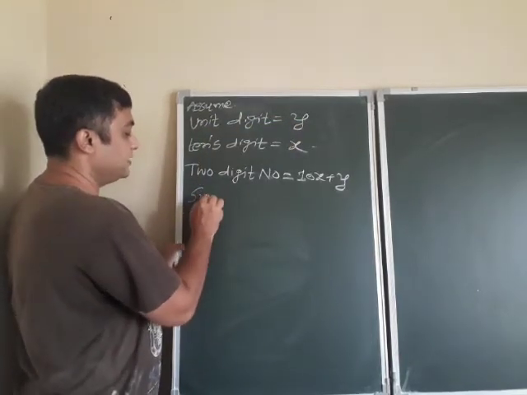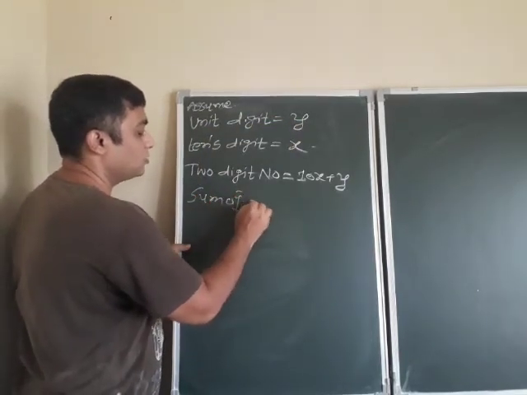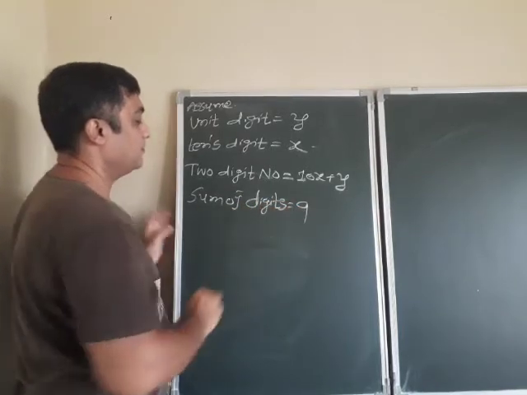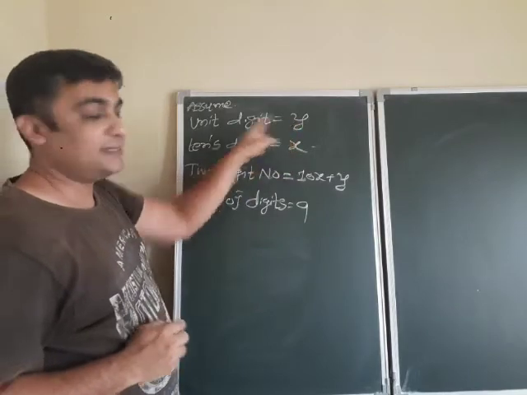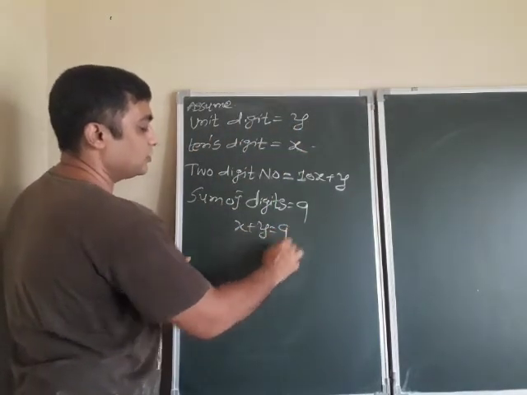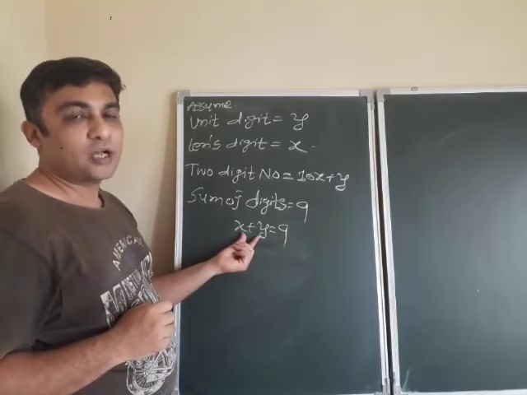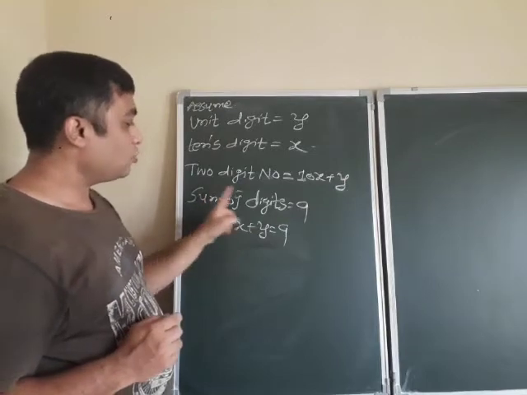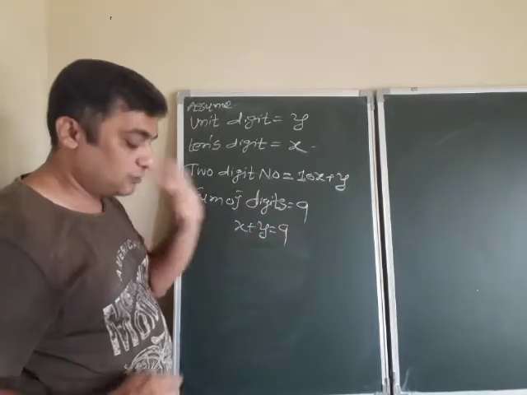So the sum of digits is equal to 9. Now one digit is x and the second digit is y. So the summation of digits, that is x plus y, is equal to 9. This will not be your two-digit number. Understood or not? The two-digit number will be 10x plus y. So they ask about only the sum of digits. So x plus y is equal to 9.